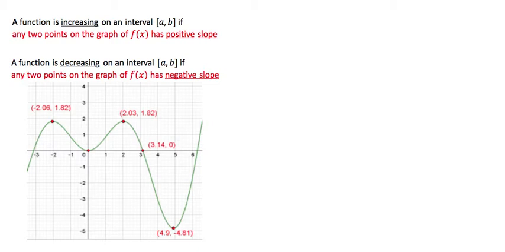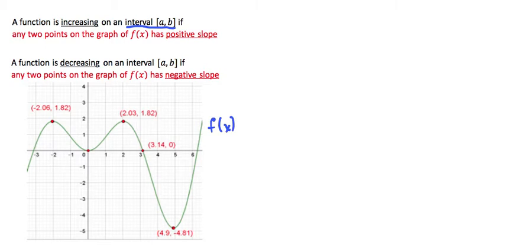And we have to specify this interval AB just because a function could be increasing in certain intervals and decreasing in other intervals. So let's look at this graph down here. I'm going to name this graph f of x.